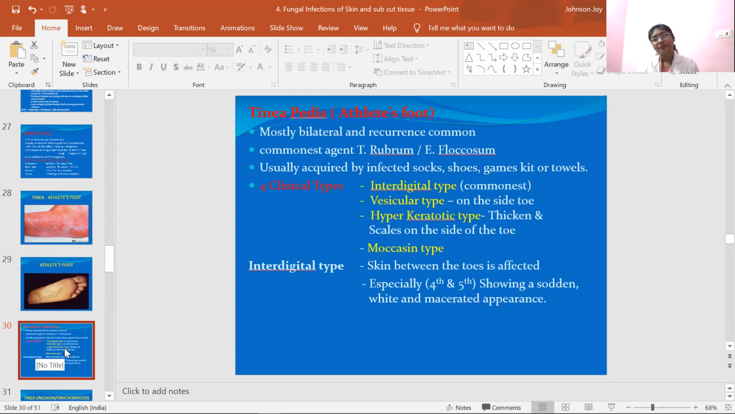So the 4 types of tinea pedis are: interdigital, which is seen in between the digits, vesicular type, hyperkeratotic type, where you can see thickened scales, and moccasin type. Now, in the interdigital type, the skin between the toes is affected, especially the 4th and the 5th, and there will be a sodden, white and macerated appearance, which looks like candidiasis.